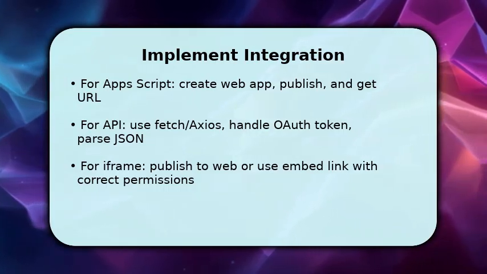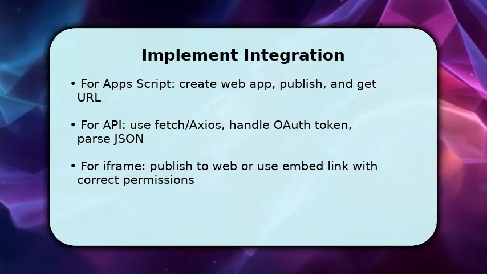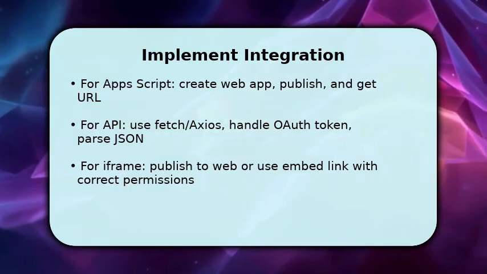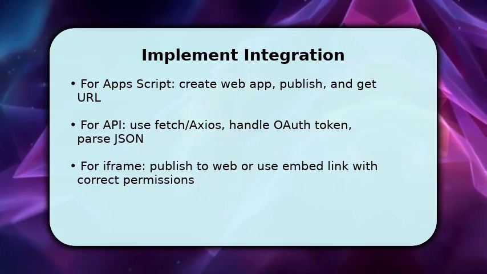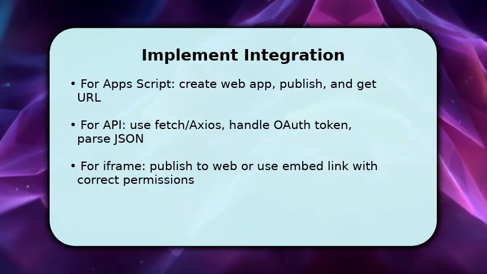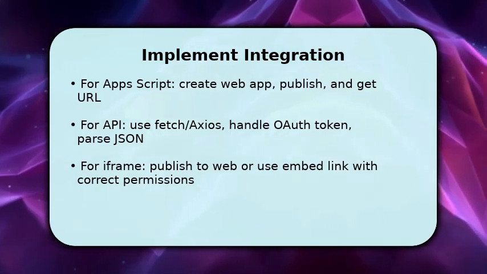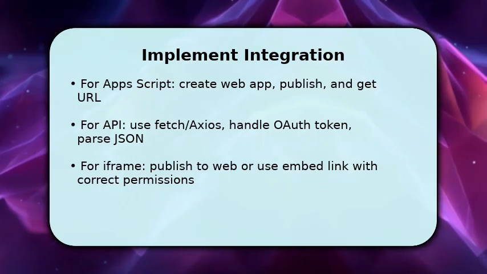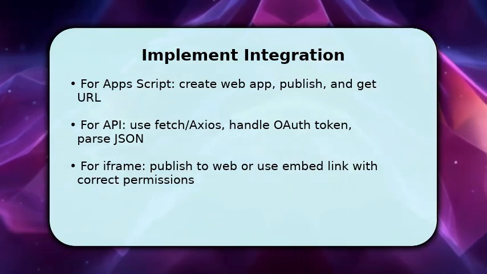If you use the Sheets API, implement OAuth on the server or client, obtain a token, then fetch ranges and parse the JSON response into your page. If you just need display, publish the sheet and embed the iframe. However, remember that iframe offers limited interaction and depends on sharing settings.